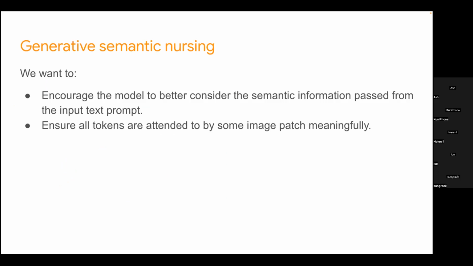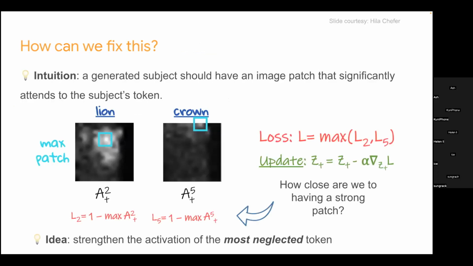Now, how can we basically fix this? Before we go ahead and fix this, the idea for the fix would be to encourage the model to better consider the semantic information passed on from the natural language text prompt, and we would also want to ensure that all the tokens are attended to by some image patch meaningfully. But inherently, there's no mechanism to ensure we are doing all of these things. So the simple intuition here is a generated subject should have an image patch that significantly attends to the subject token in the first place. And the idea further elaborates to strengthen the activation map of the most neglected subject token.